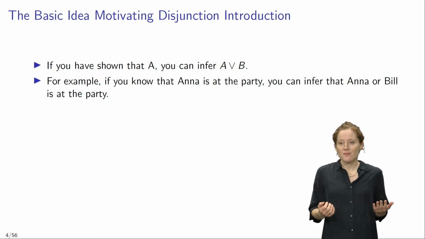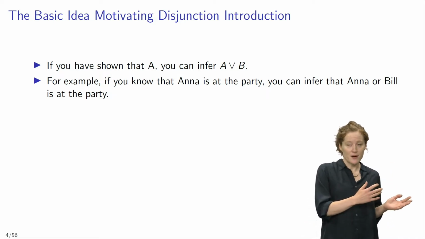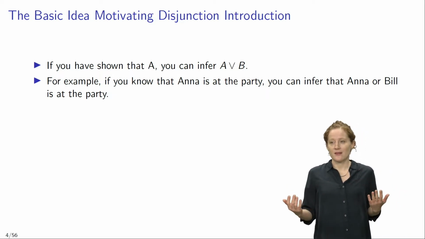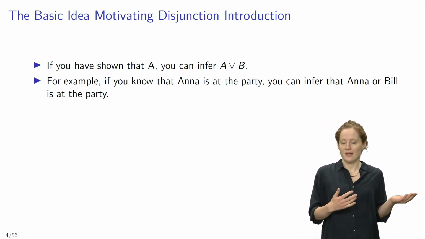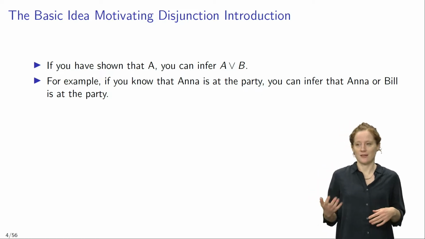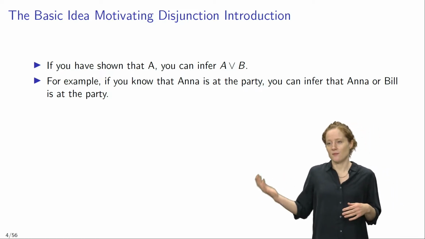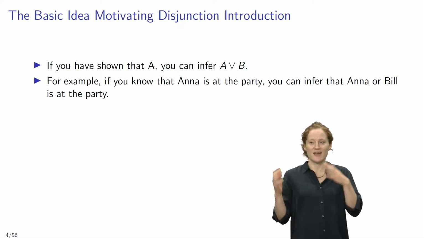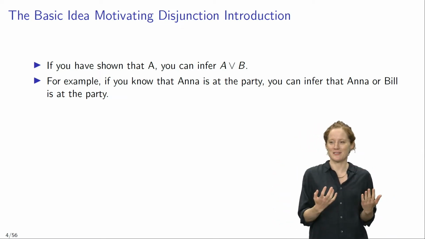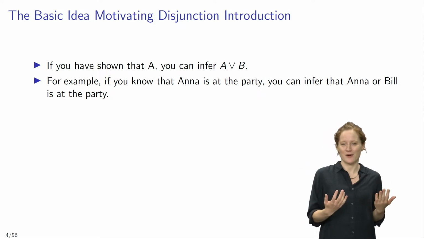So for example, if you know that Anna is at the party, you can infer that Anna or Bill is at the party. You can also infer that Anna is at the party or elephants are green. You can infer that Anna is at the party or whales live on the land, and so on and so forth. You can infer any disjunction where one of the disjuncts is that Anna is at the party.